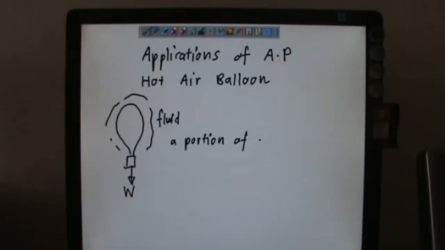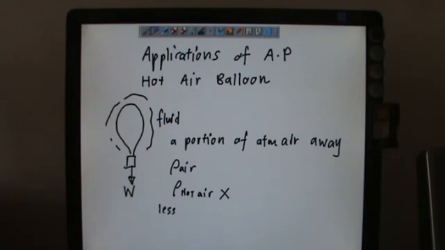Of, let's say, the atmospheric air. So in case the question gives you the density of air and also the density of the hot air inside, usually we don't really use this. Okay, even though this is the reason why it can float up, because the density of hot air is less dense than the density of the cold air.